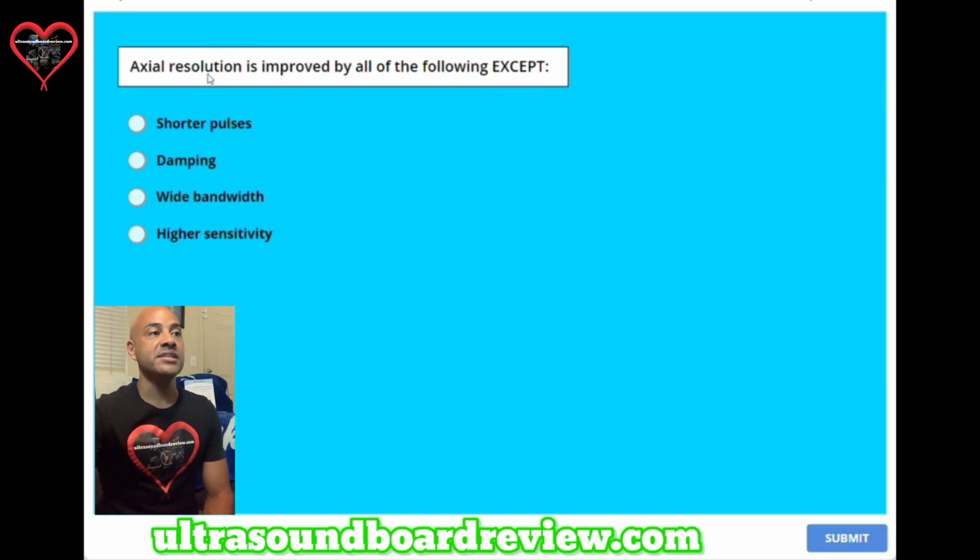Question 25. Axial resolution is improved by all of the following except A, shorter pulses, B, damping, C, wide bandwidth, or D, higher sensitivity. The answer is D, higher sensitivity. Higher sensitivity means that there's no damping layer, meaning that the transducer can't reduce the ringing from the pulse.